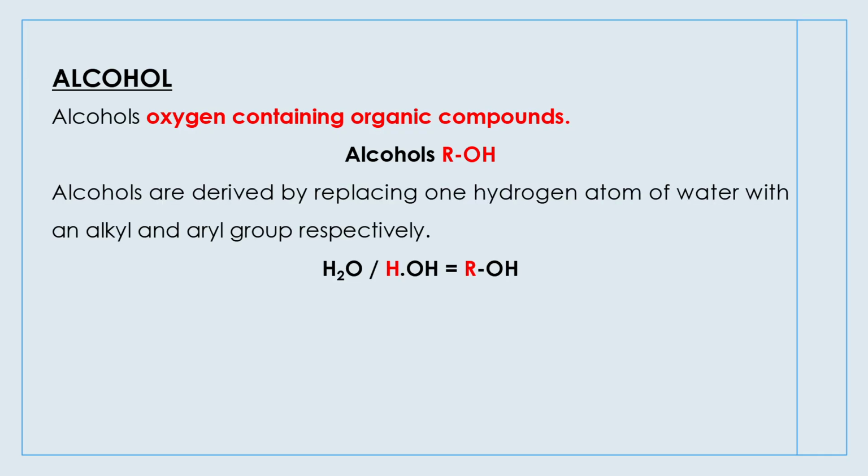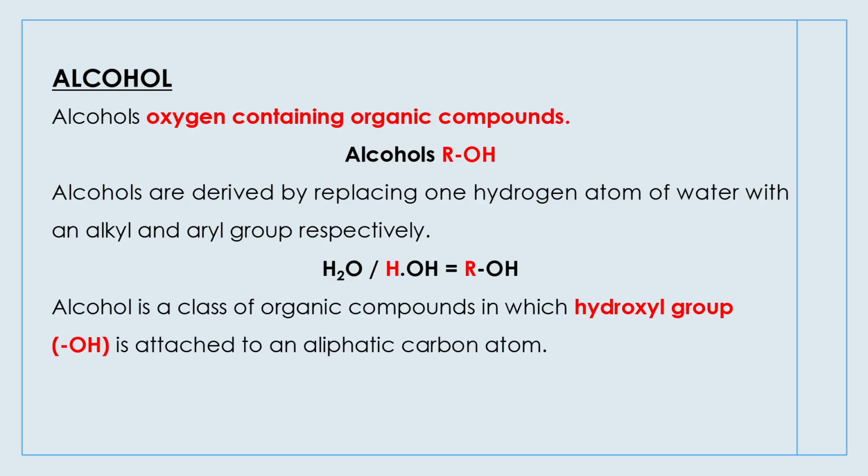How are they prepared or derived? They are derived by the replacement of the hydrogen atom from the water molecule. We know that in water you have two hydrogen atoms. So from these two hydrogen atoms, one hydrogen is replaced with the alkyl or the aryl group, and we have the formation of the alcohol. So alcohol is defined as the class of organic compounds in which the hydroxyl group is attached to the aliphatic carbon atom.